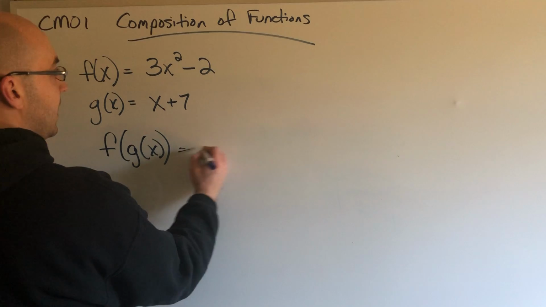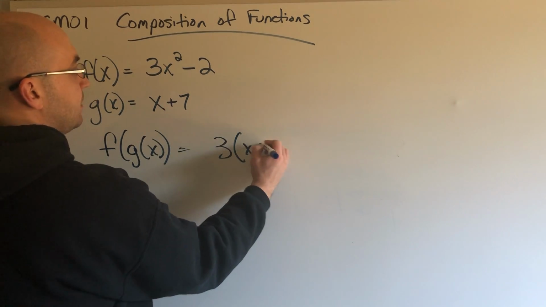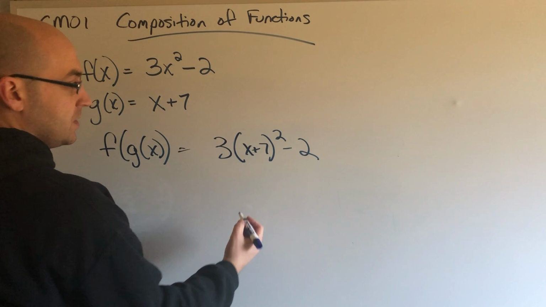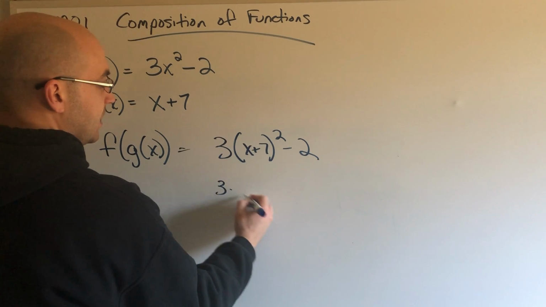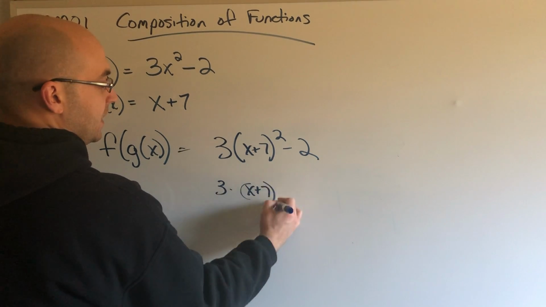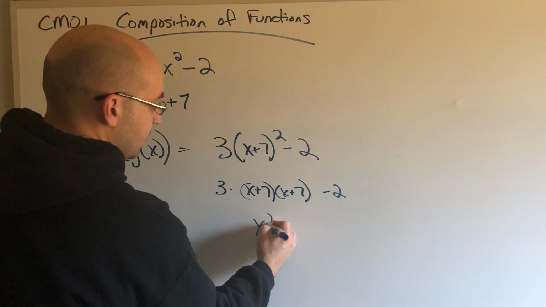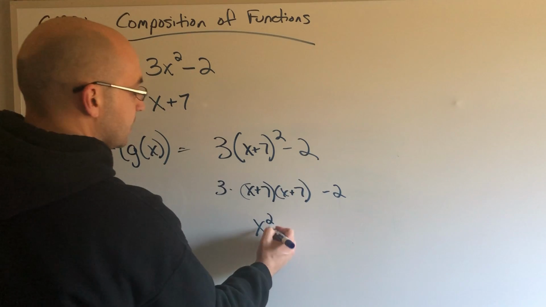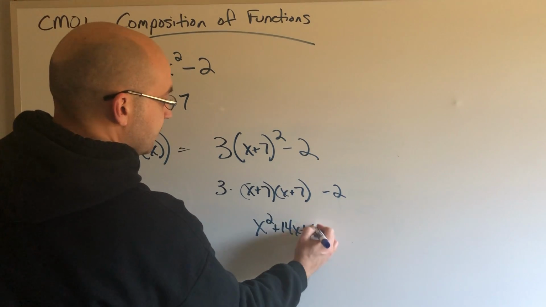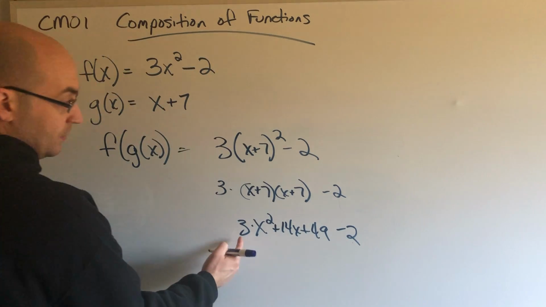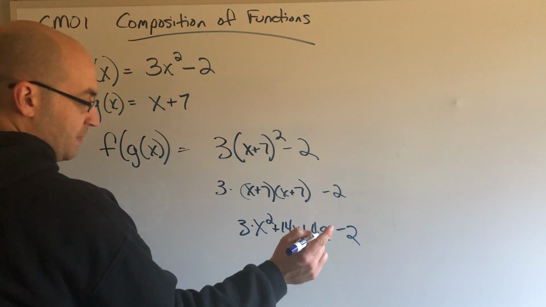Now I'm going to have 3 times the quantity of x plus 7 squared minus 2. I am foiling first, right? So this will be 3 on the outside times x plus 7 times x plus 7, and then I'll do the minus 2 on the end. So x squared, and then 7x and 7x is 14x, plus 49, times the 3 minus the 2. I am going to, again, multiply all of those by 3.